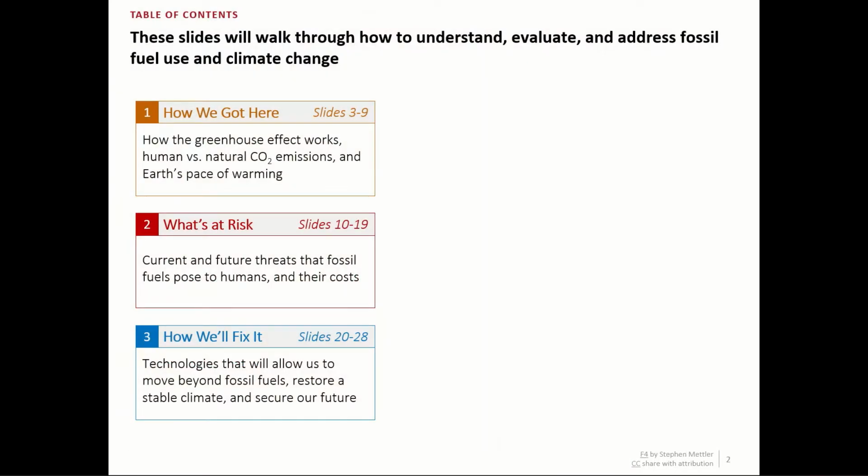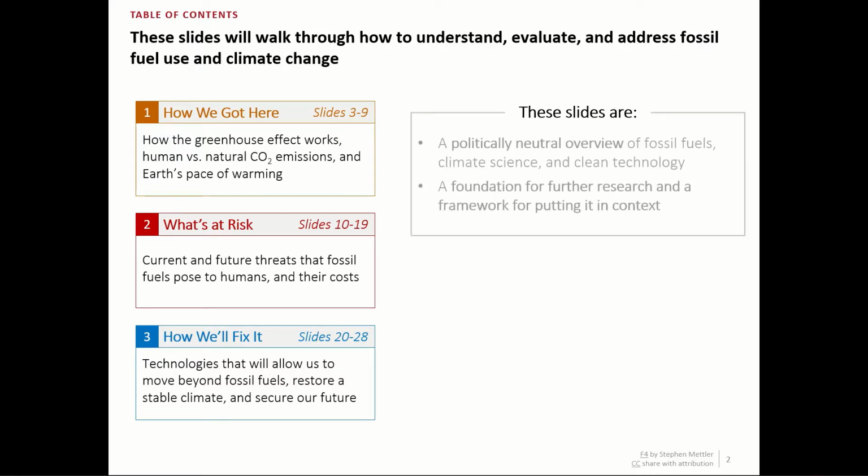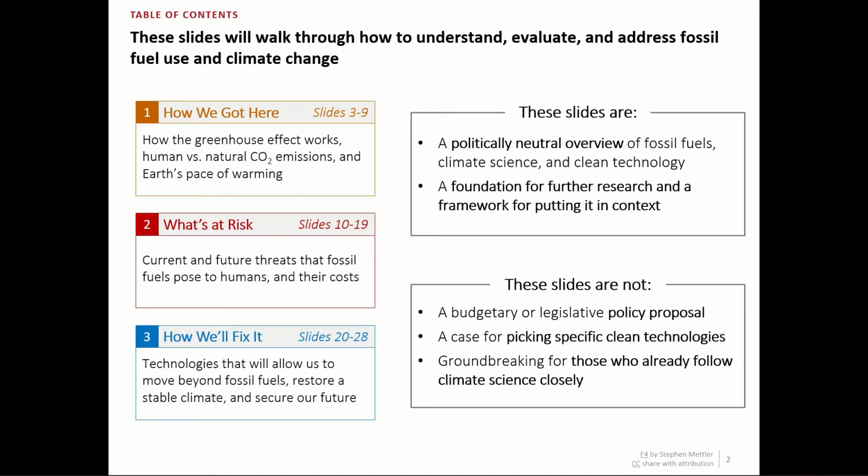These slides cover how climate change works, what it puts at risk, and how we're going to fix it. There are some caveats here, but the core of it is this aims to be politically neutral. It aims to be a foundation for further research. It's not a full answer in itself.